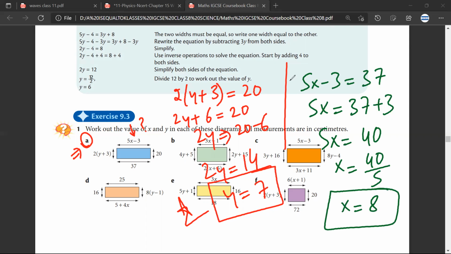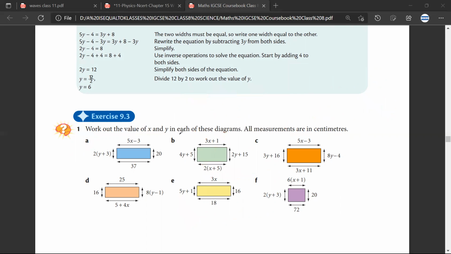Mr. Satya, any doubt? Mr. Satya. Okay. Mr. Sarthak, C part.